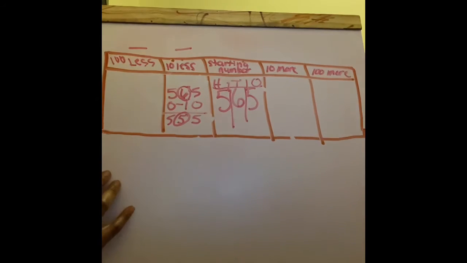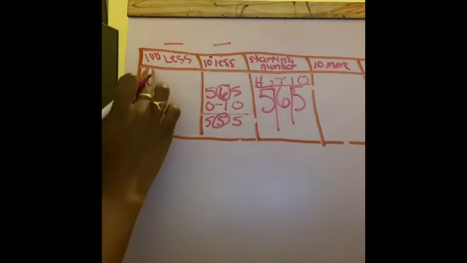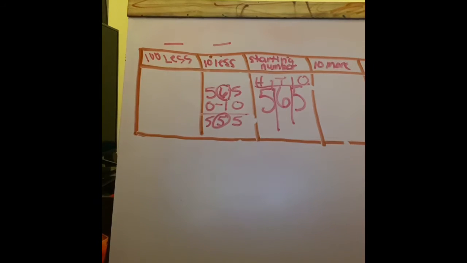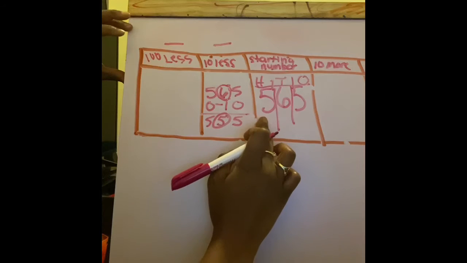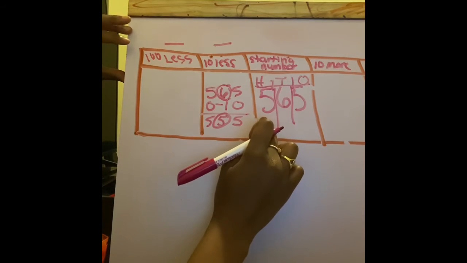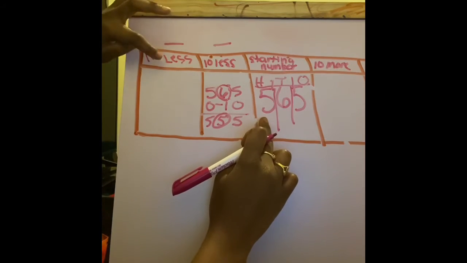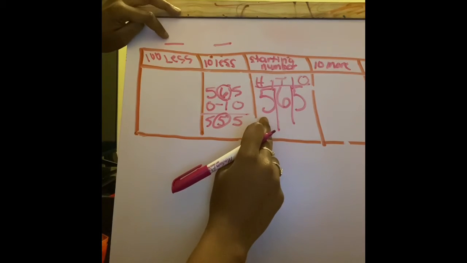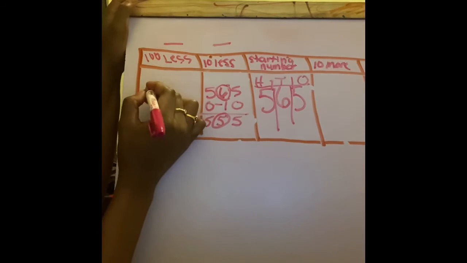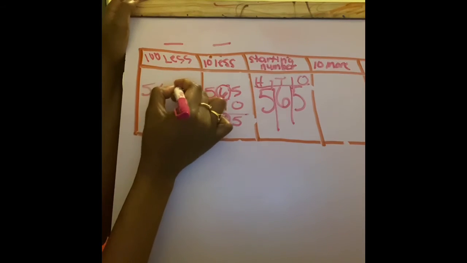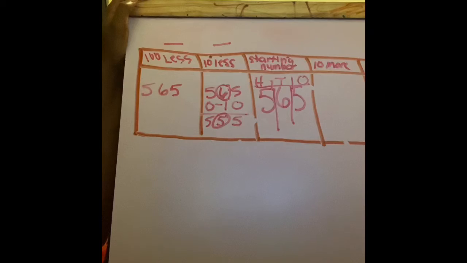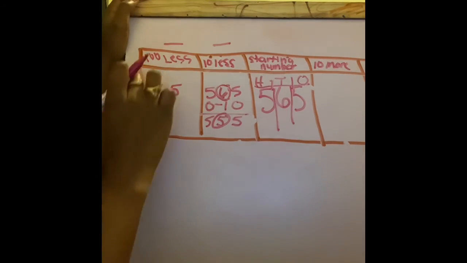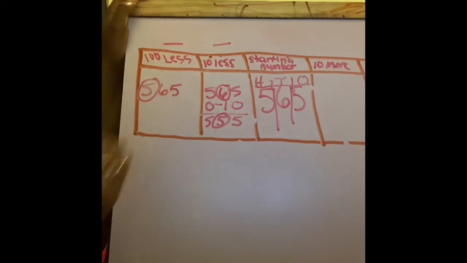So now let's go over to our hundreds. Now that I'm in my hundreds, it says 100 less. So I'm focusing on two things. I'm focusing on the 100, which is my hundreds place value here, which is the 500. And I'm also going to look at the less part, which means to subtract, not to add. So I'm taking away 100. So I'm going to put 565, which is my starting number. I'm going to circle my number that is being affected, which is my hundreds place. So I'm going to circle that 5.